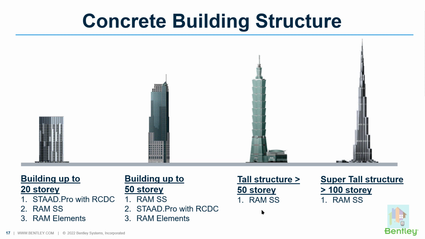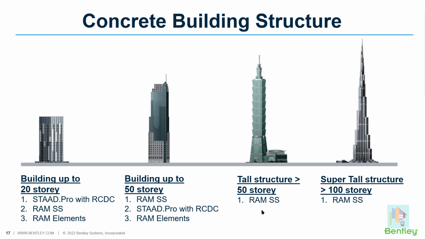So what is the product that we are going to select for our building structure design? I have categorized some of the products under these 4 categories. If that is a very small structure, like a building up to G plus 10, 20-story building or 25-story building, then you can use STAAD.Pro plus RCDC or RAM structural system. RAM elements also you can use, that's not a problem.